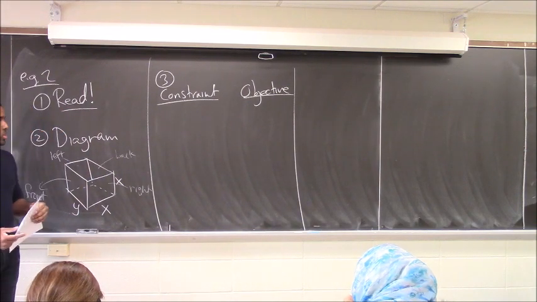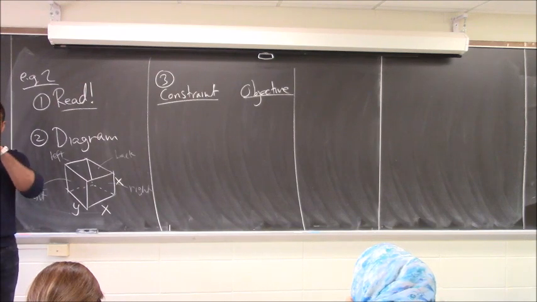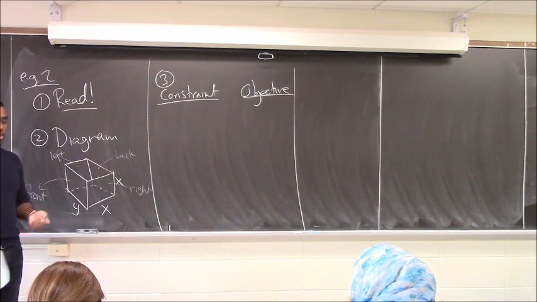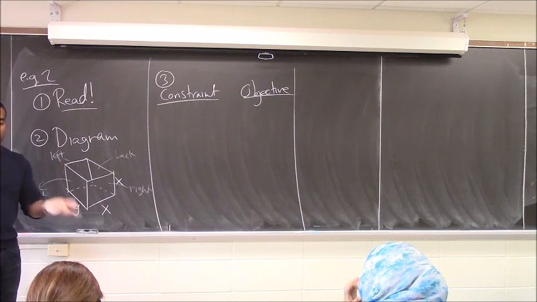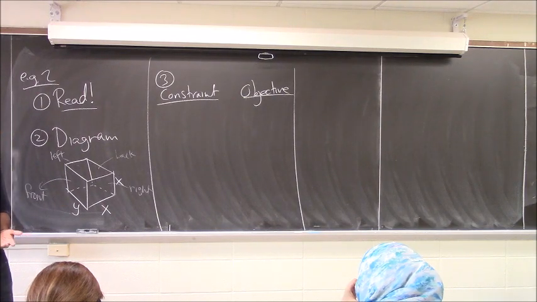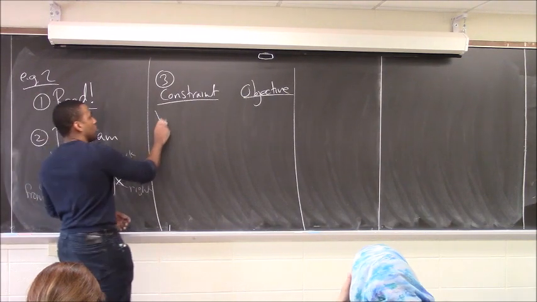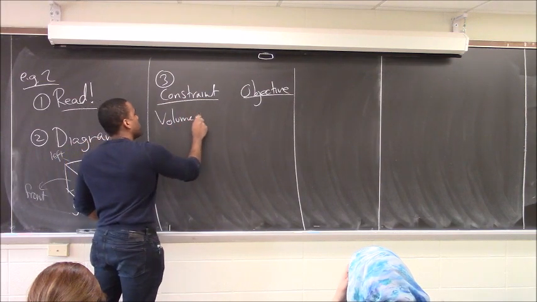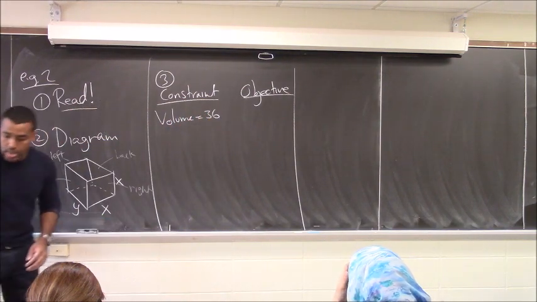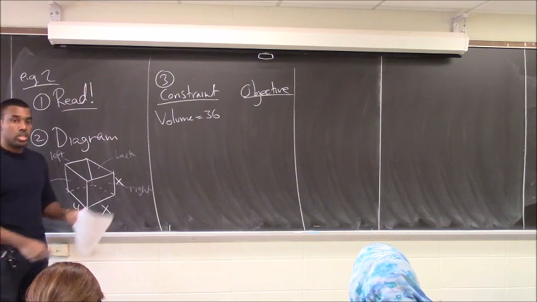So if that's the question, what would you say is the constraint? Yeah? Volume is the constraint. Constraint is always going to be the guy where they give you the value, right? You don't have a choice. That's your restriction. Constraint here is volume. Constraint is the volume must be 36. And again, I know that's volume. There are even cubic units on it.